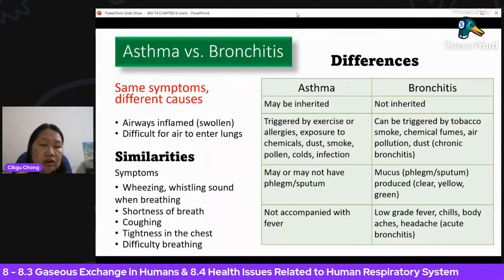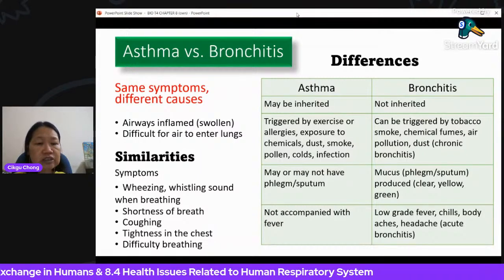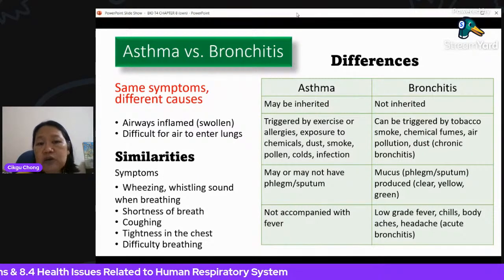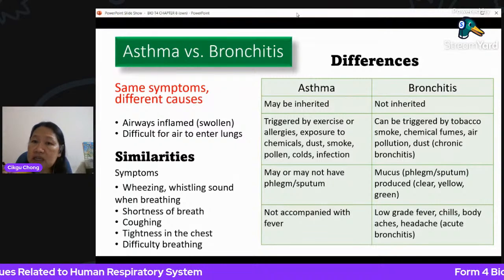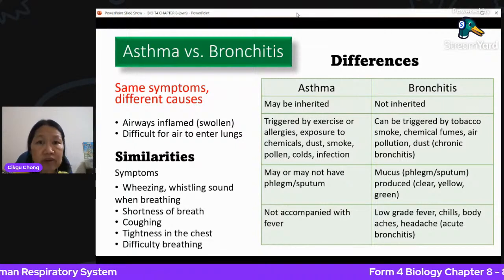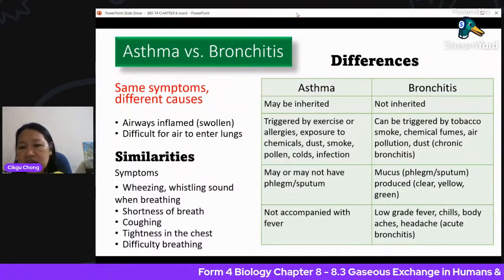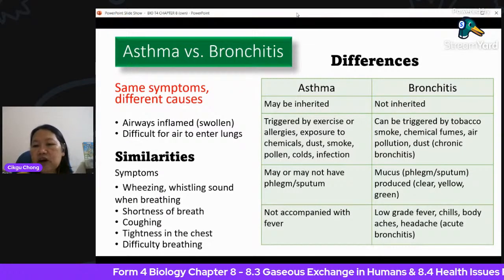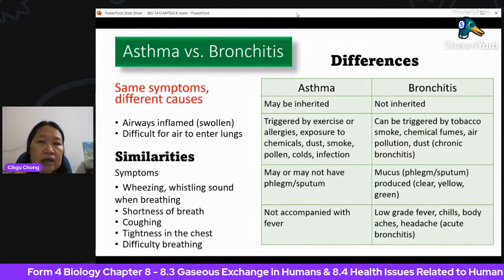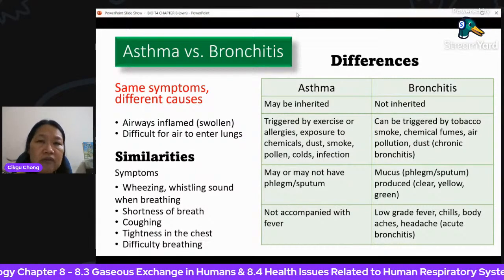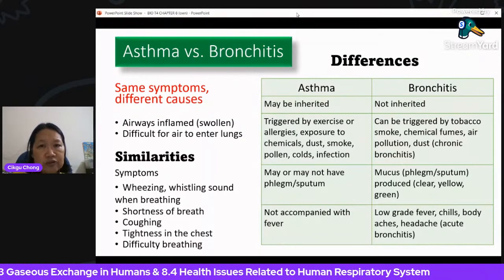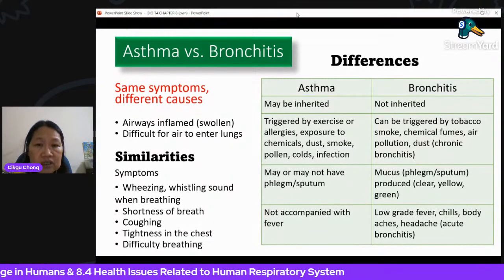And for asthmatics, because it's not a bacterial infection, there's no fever. You don't get fever. But bronchitis could be a bacterial infection or a viral infection. So you may have fever, chills, body aches, headache. This is for acute bronchitis, which is caused by bacterial infection, where bacteria managed to find their way into your bronchus.